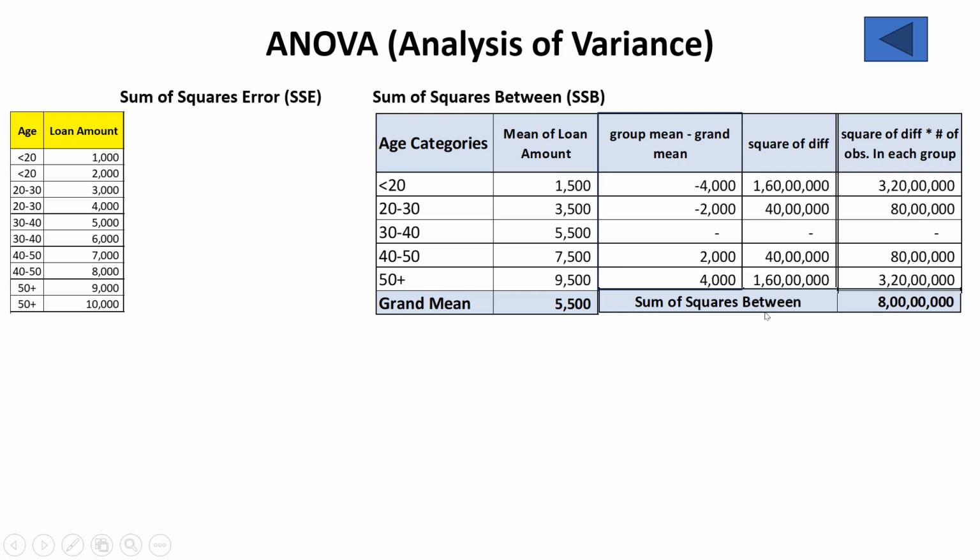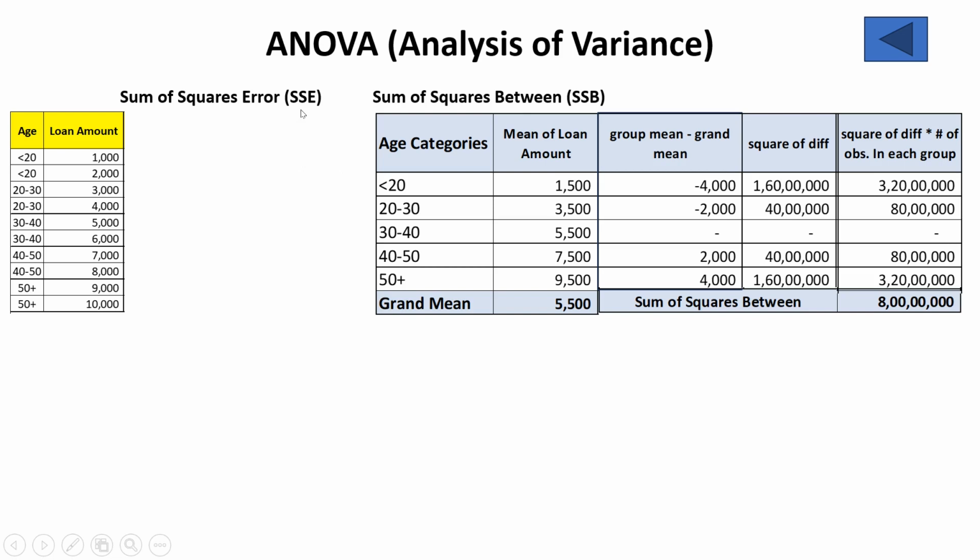between. So whatever the difference or variance we are getting between the categories with the grand mean, we are doing the square of that, and then we are doing a sum of that. That's what is called SSB. Next thing, we're gonna focus on SSE.